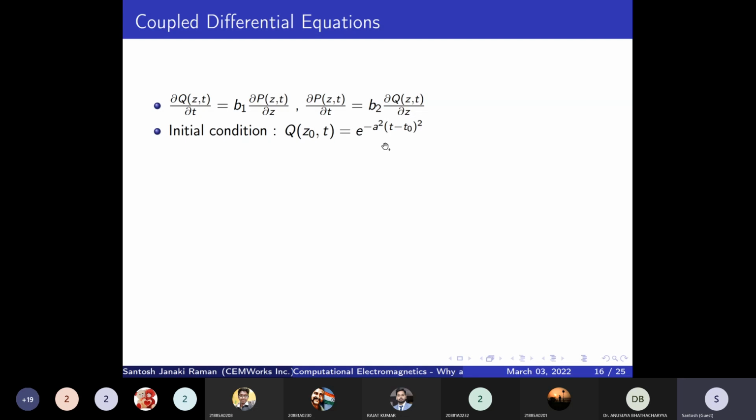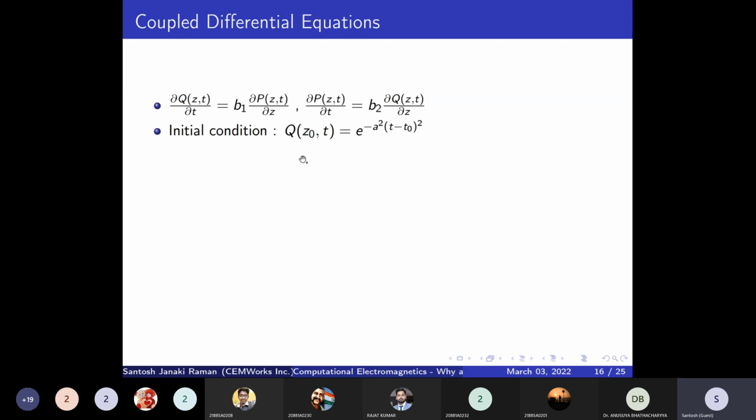One reason why we usually use a Gaussian source is because it is continuous, it is infinitely differentiable, and most importantly, if you take the Fourier transform of a Gaussian source, again you'll get a Gaussian. That is, the Fourier transform of a Gaussian is a Gaussian. That makes it very simple to convert a solution from time to frequency domain and frequency to time domain. But that's for some other day.